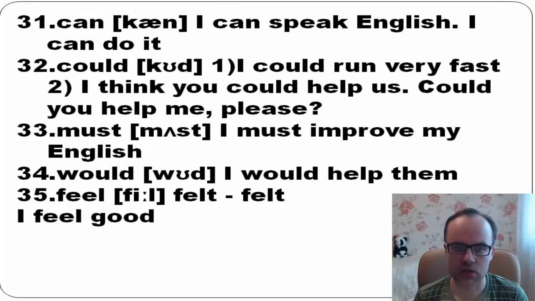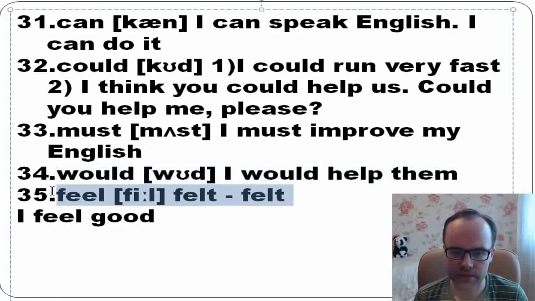Can, could. It's a modal verb. I can speak English. I can do it. Could. It's also a modal verb and a past form of can. I could run very fast. And you can see the second example. I think you could help us. Could you help me, please? Must. It's also a modal verb. I must improve my English. Would. I would help them.